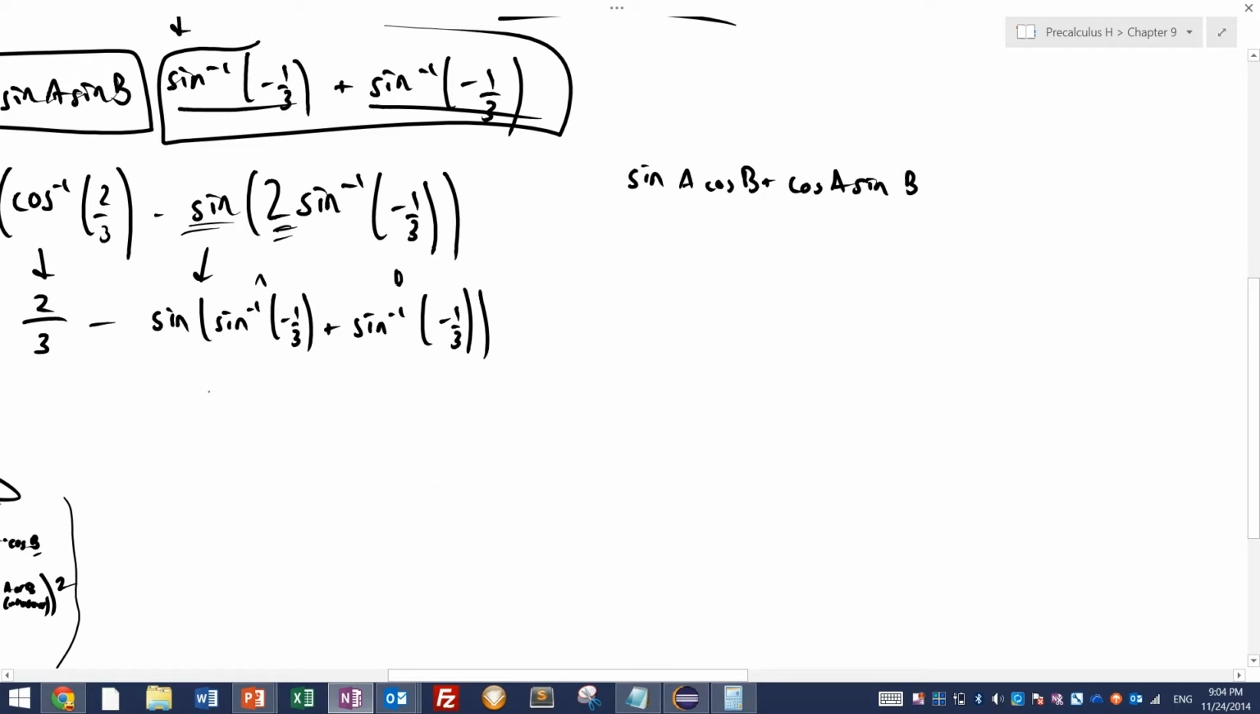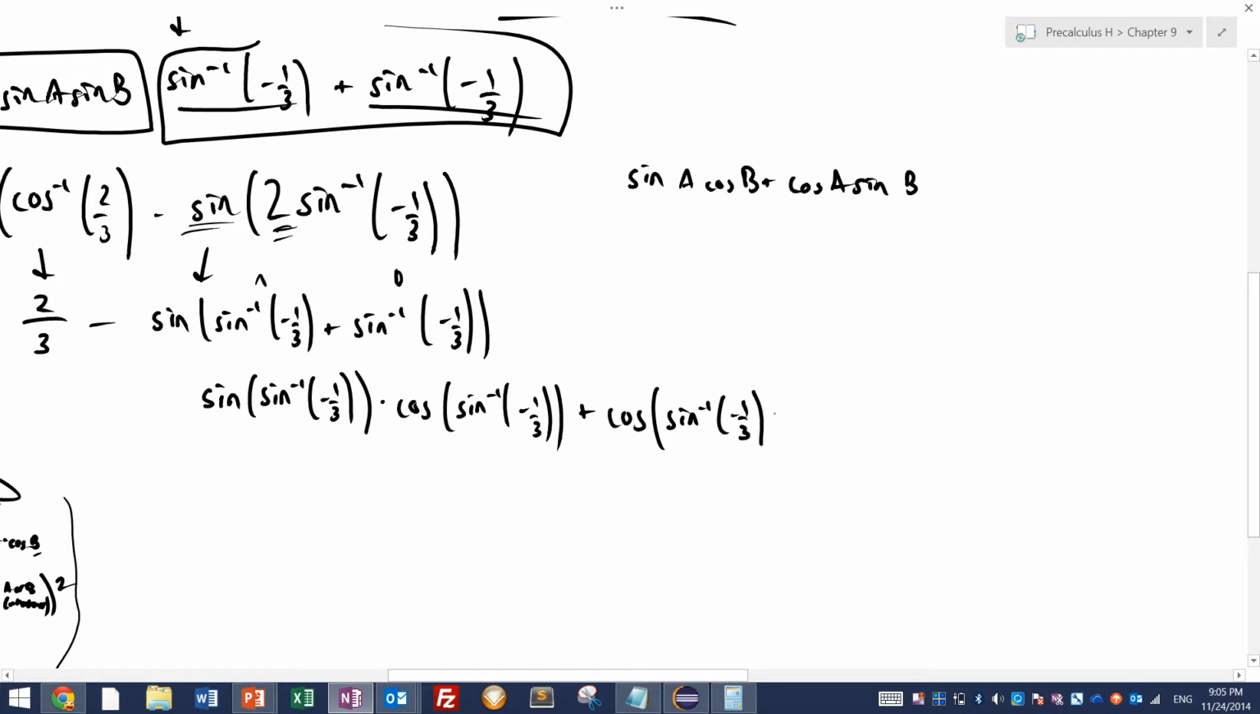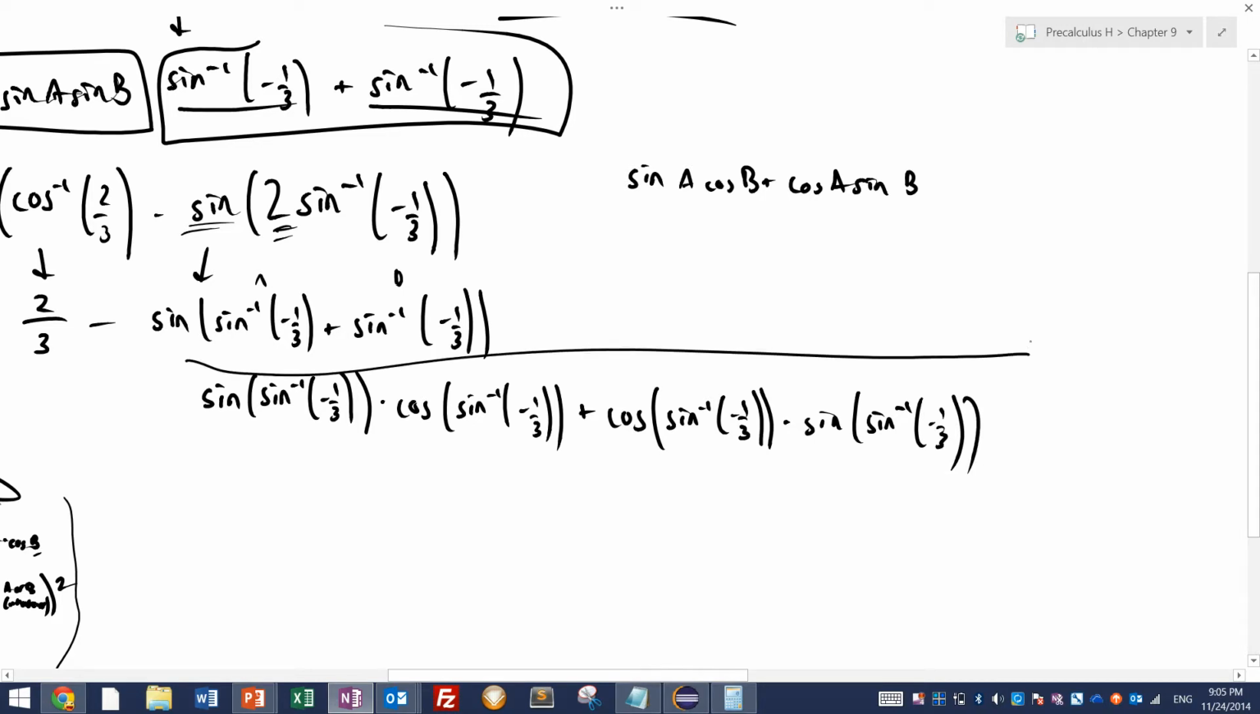So this is going to be sine of arc sine negative 1/3 times cosine of arc sine, I'm sorry, negative 1/3, plus cosine of arc sine negative 1/3 times sine of arc sine 1/3. Now this all looks pretty long and intimidating, but really it's not that bad.